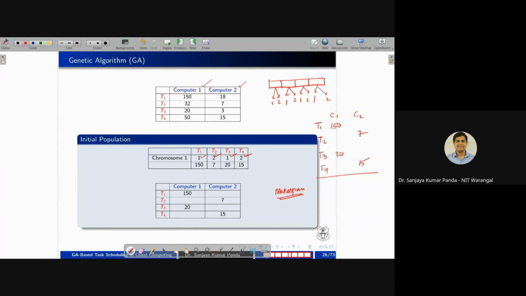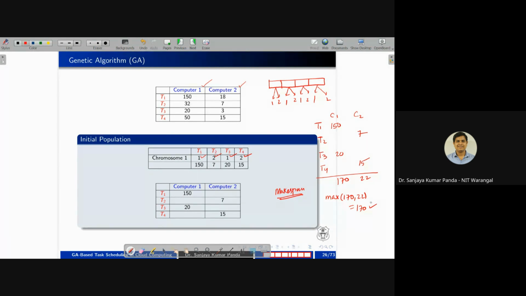So overall completion time you will get is 170. But similarly, when you go for C2, you can see that C2 is executing T2 and T4. So overall completion time is 7 plus 15, that is 22. Okay, that is 22. So when you calculate the make span, it is nothing but maximum of 170 and 22. Maximum of 170 and 22 you will get is 170. So that is considered as the make span.